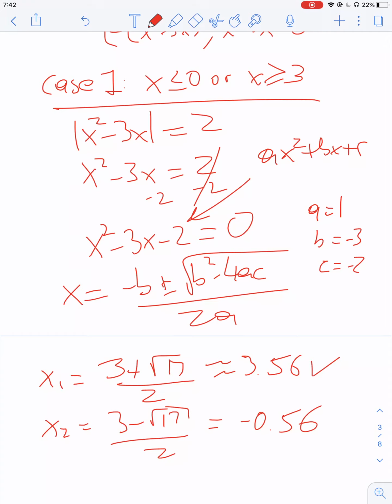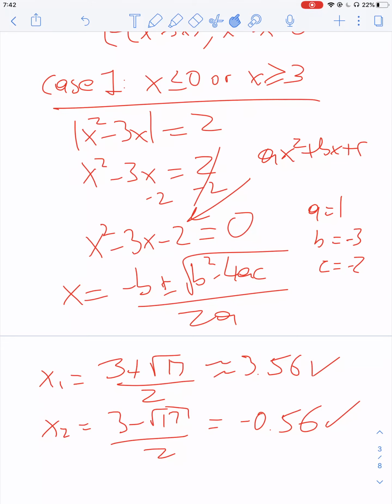And minus 0.56, within your domain. So minus 0.56 is obviously not greater than or equal to 3, but it has to be one or the other, right? Even though it doesn't respect this condition, it's fine. It's at least respecting this one, right? So minus 0.56 is less than 0. So I'm going to have to accept it. So I'm going to accept this, and I'm also going to accept this, 3.56. So both of them are valid solutions, okay?